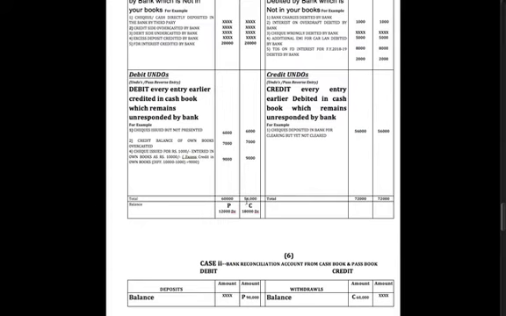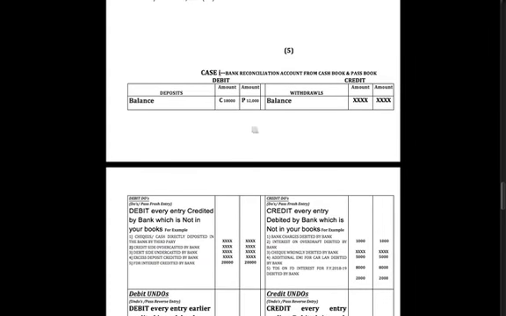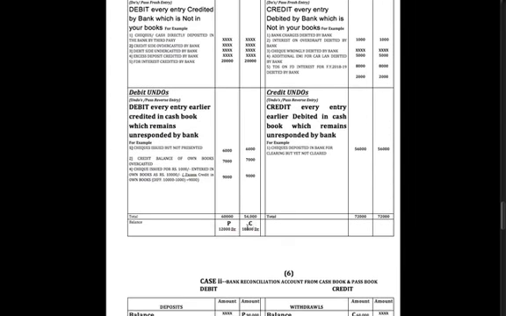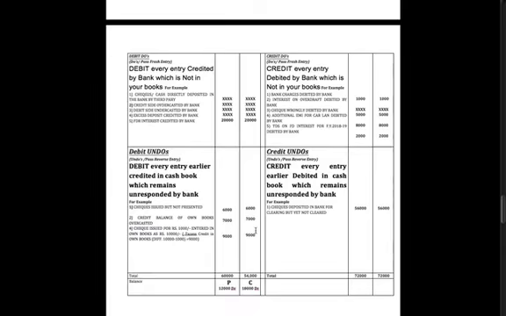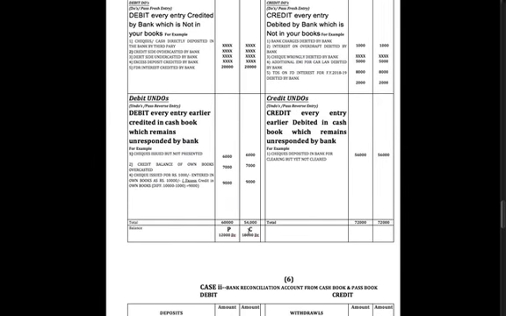So the total on the debit side is 54,000, on the credit 72,000. So here credit is exceeding. That means this balance will be 18,000. But mind it, the starting point is P, so it will be C. Now here the credit side is exceeding, so here it will be debit. Now this is the only trick you have really to understand. I hope understood.